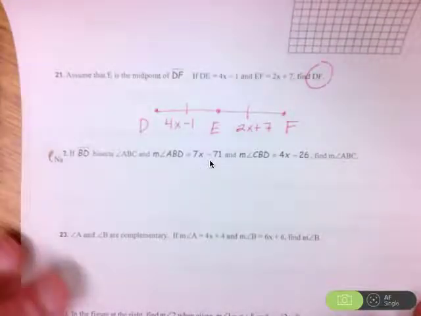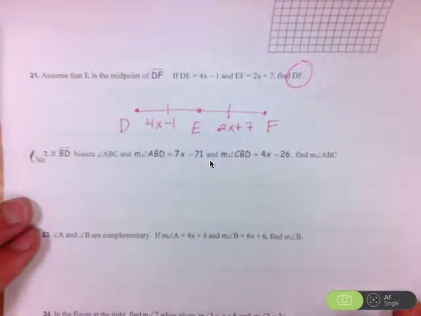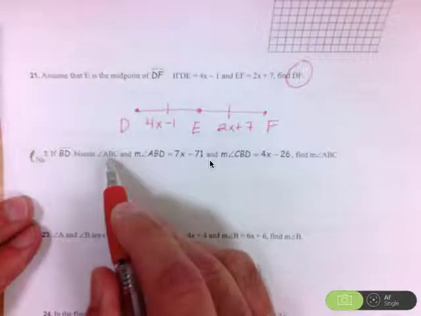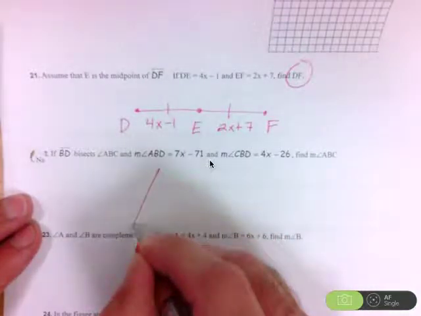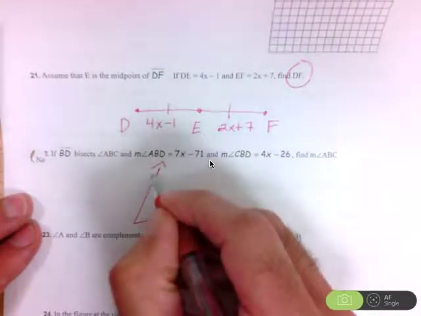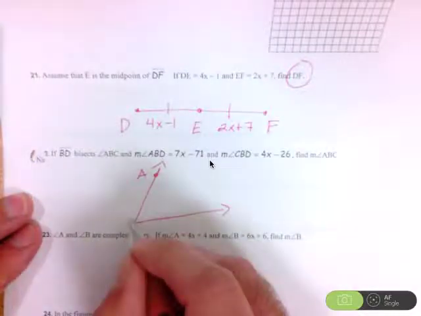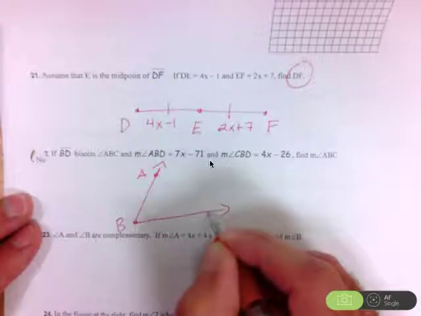So question number 22 is another angle bisector question. So BD bisects the angle ABC. So it's important that you can get that picture set up. Here's A, here's B, here's C.